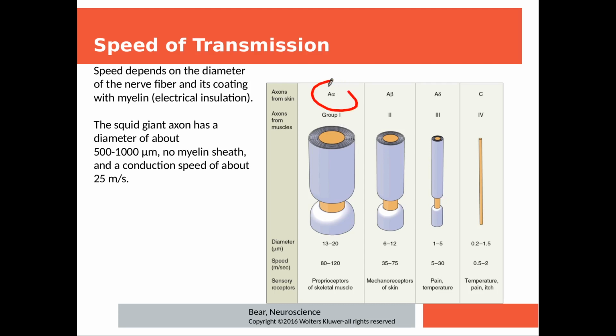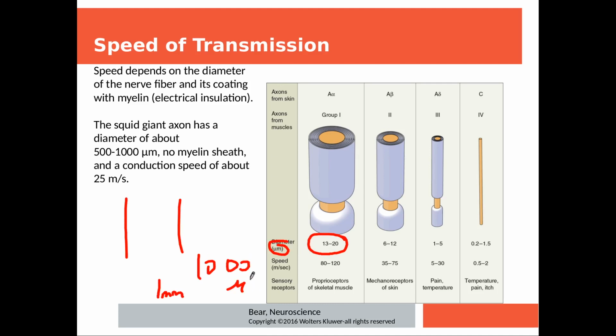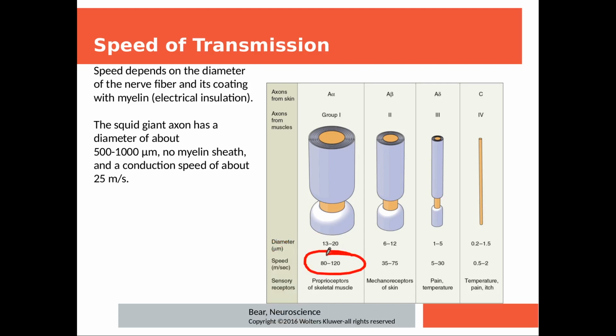These are called alpha or A alpha, that travel from the skin, or if they're from the muscles, they're called group 1 axons. And they're very thick, 13 to 20 micrometers. Remember, the squid was 1 millimeter, so it's 1,000 micrometers. So they're about 100 times smaller than the giant squid axon, which was unmyelinated, not myelinated. But these guys' speed is about 80 to 120 meters per second.